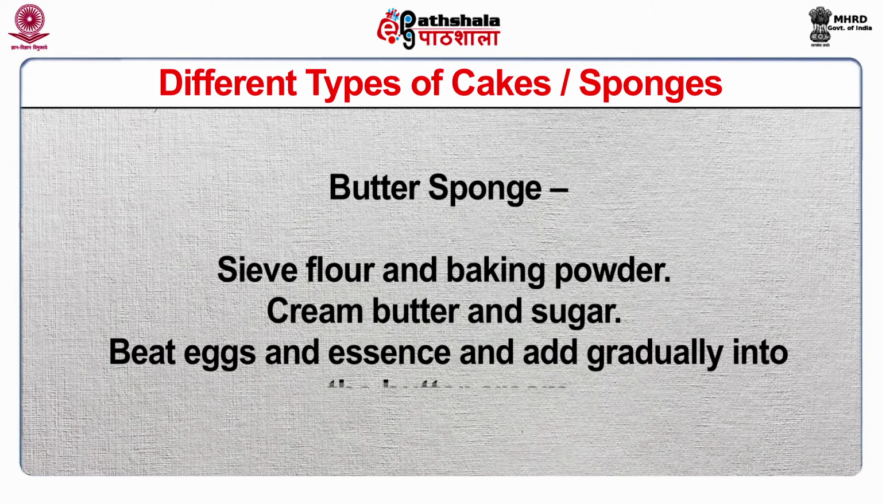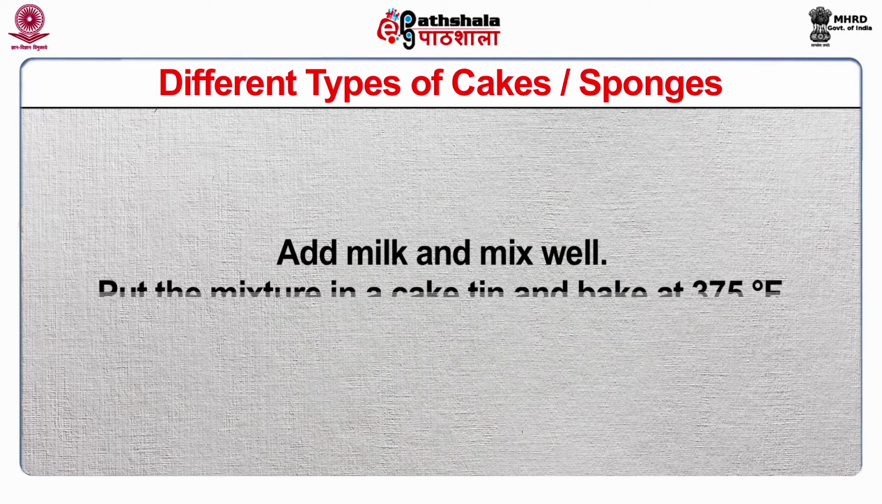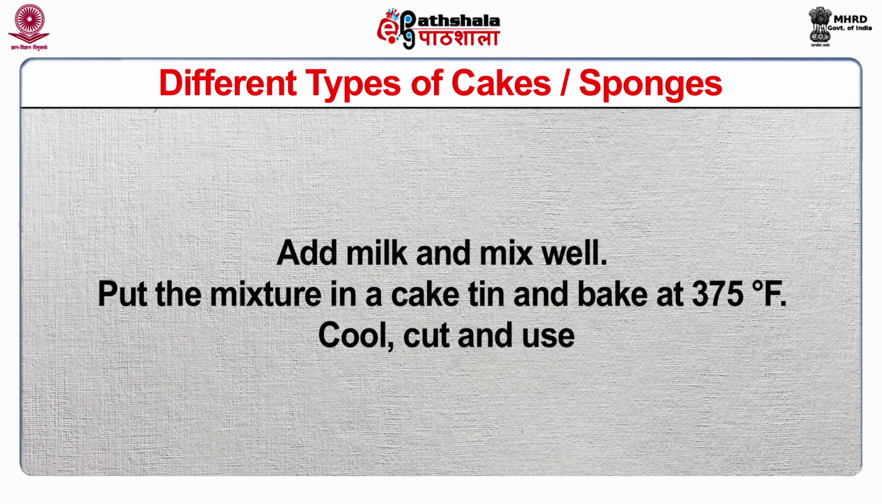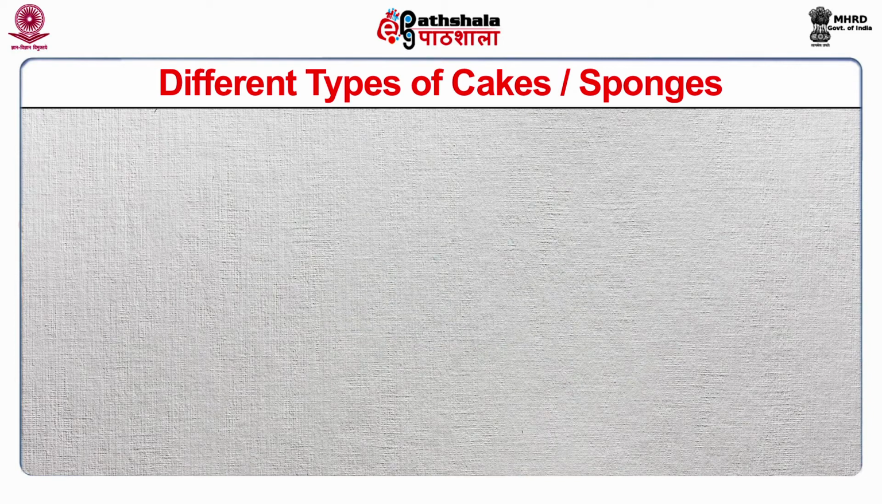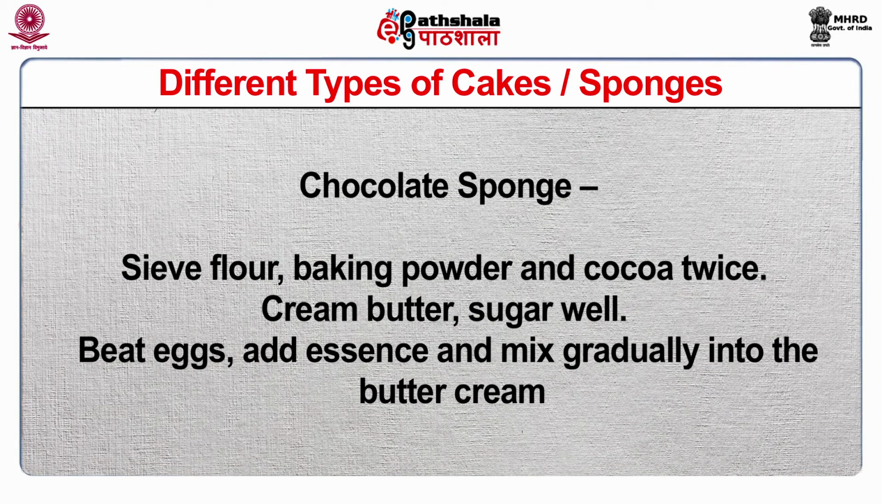Butter sponge. Sieve flour and baking powder, cream butter and sugar. Beat eggs and essence and add gradually into the buttercream. Add milk and mix well. Put the mixture in a cake tin and bake at 375 Fahrenheit. Cool, cut and use.